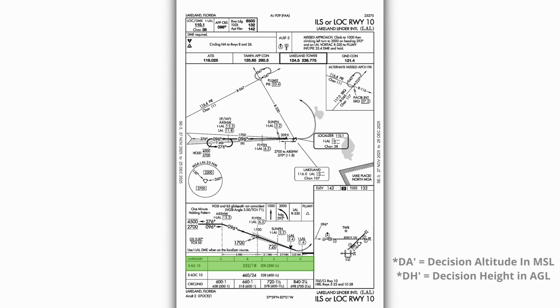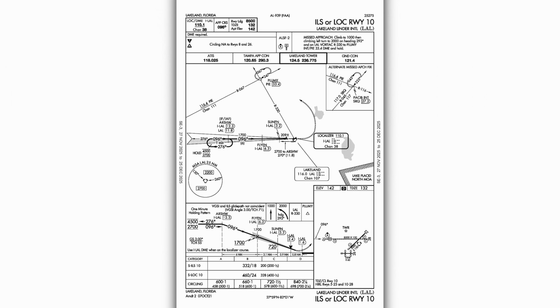Now, the main difference between the two is that your DA is your altitude in MSL. It's the number you'll see on your altimeter whether you're deciding to continue the approach or to go missed. Your DH, however, is not a number that you'll particularly see on your altimeter, but it'll be the height above ground, or your height in AGL, when you come to that point, either deciding to go missed or to continue the approach.